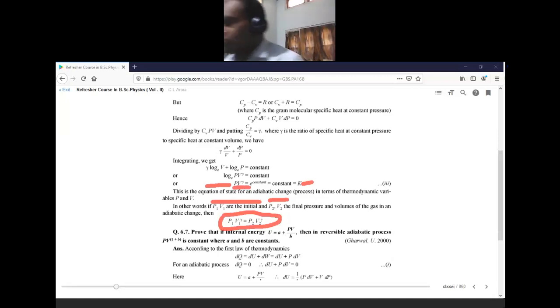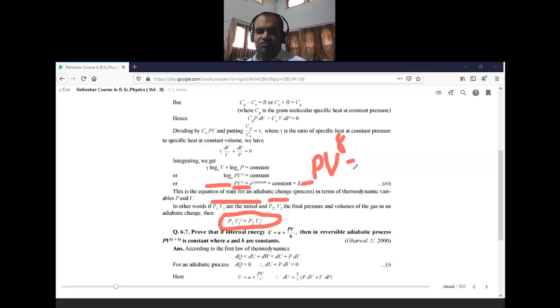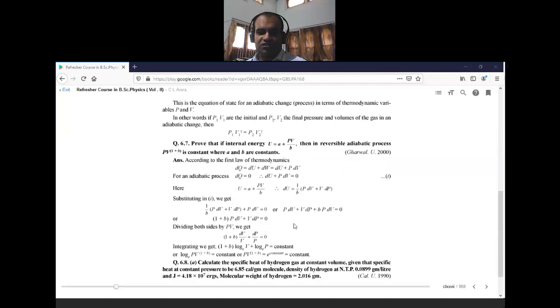Today we are going to learn about the work done in an adiabatic expansion. Yesterday we learned about work done in isothermal expansion. To learn about the work done in an adiabatic expansion, you should remember this expression, as it will be used to derive the work done. The other things are not that required.